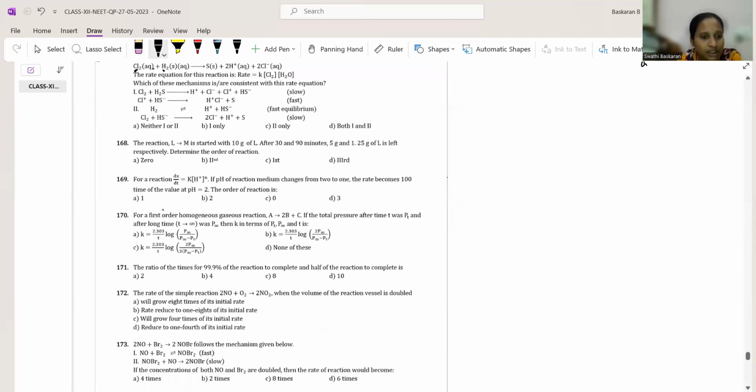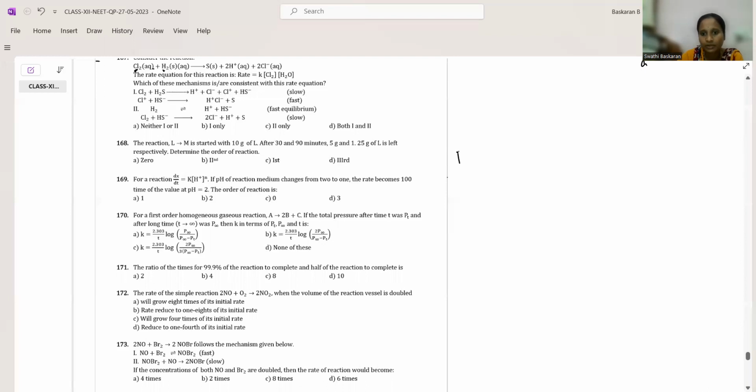What is being given in the question? For a reaction, dx by dt is equal to K of concentration of H plus raised to the power n. If pH of the reaction medium changes from 2 to 1, the rate becomes 100 times the value at pH equal to 2. The order of the reaction is. So quite simple. We all know how to convert pH into concentration of H plus, right? So what is the formula for pH? pH is equal to minus log H plus concentration.